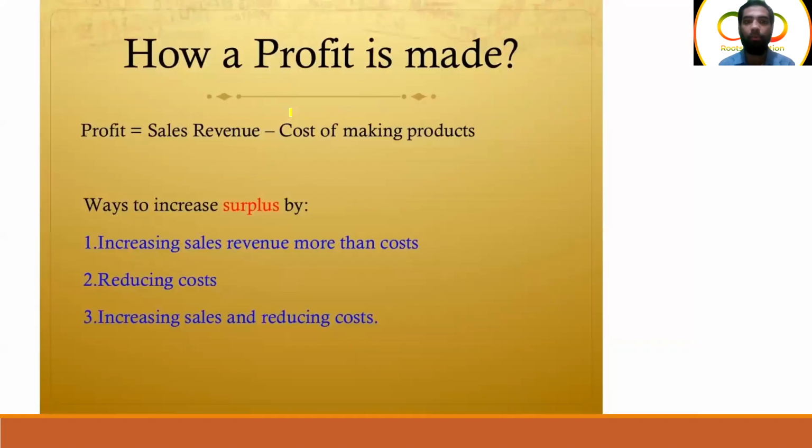So how is profit calculated? We have seen the difference between profit and cash. Now we will see how profit is calculated. Simply, profit is equal to the difference between the sales revenue and the cost of production, the cost of making the products. So we can increase the profit, number one, by increasing the sales; number two, by reducing the costs of production; and number three, by both increasing the sales and reducing the costs of production.